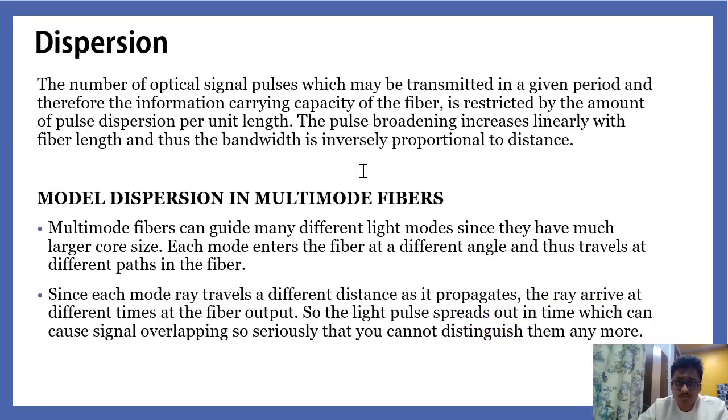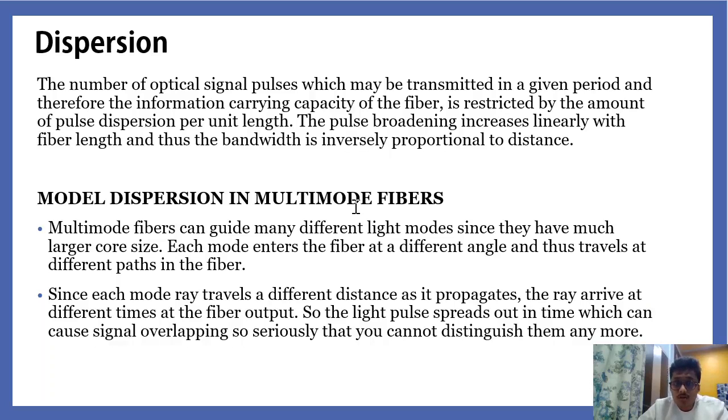Now we will come to dispersion. The number of optical signal pulses which may be transmitted in a given period, and therefore the information carrying capacity of the fiber, is restricted by the amount of pulse dispersion per unit length. This is called dispersion.